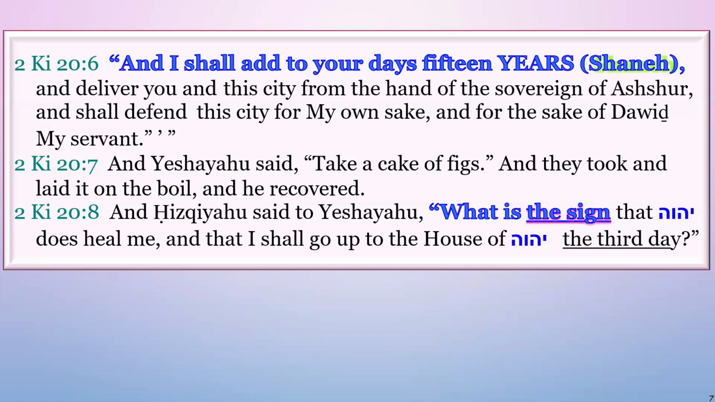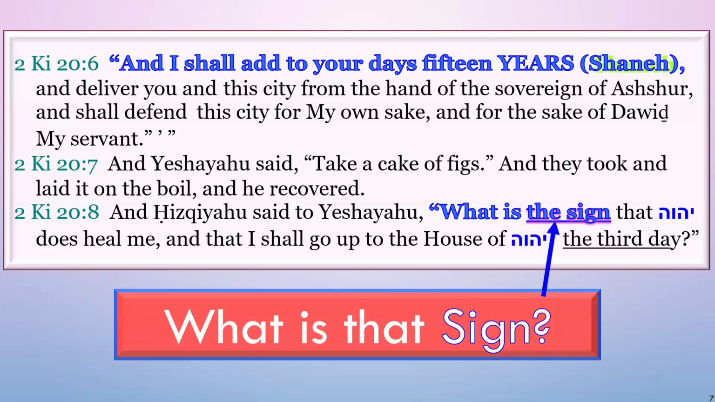I'm going to start again. And I shall add to your days 15 years and deliver you and this city from the hand of the sovereign of Ashur, and shall defend this city for mine own sake and for the sake of David my servant. And Yeshayahu said, Take a cake of figs. And they took and laid it on the boil, and he recovered. And Hezekiah said to Yeshayahu, What is the sign that Yahuwah does heal me, and that I shall go up to the house of Yahuwah the third day?